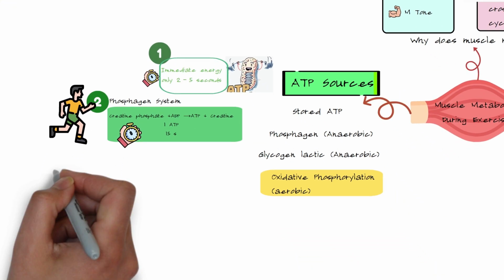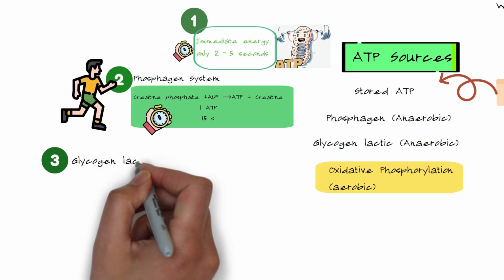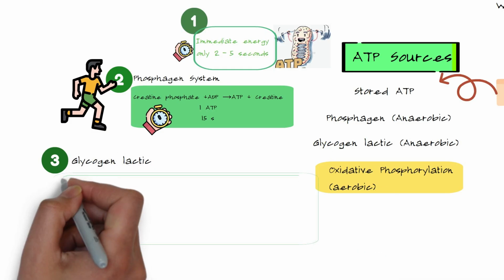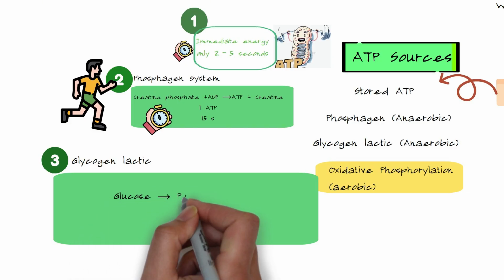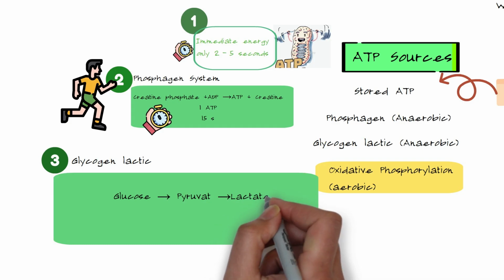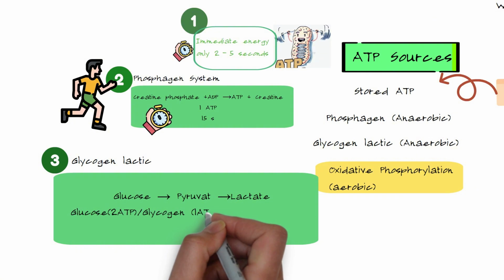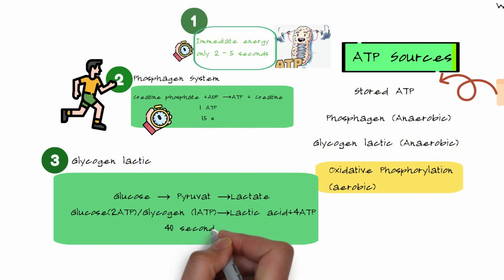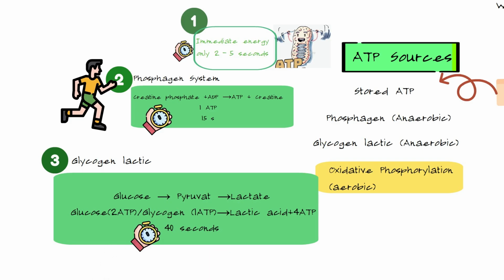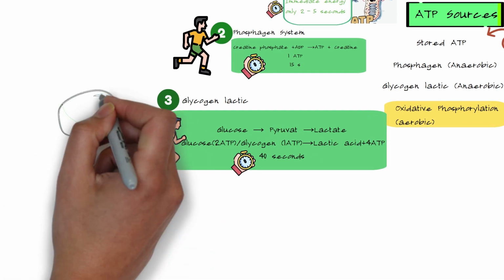The second system is the glycogen lactic system, which depends on the glucose or glycogen in the muscle being converted to pyruvate, and then pyruvate becomes lactate. It produces ATP quickly, but also a limited amount of ATP, around 4 ATP, and it is perfect for exercise like a 200-meter sprint, since it maintains the contraction for only 40 seconds.